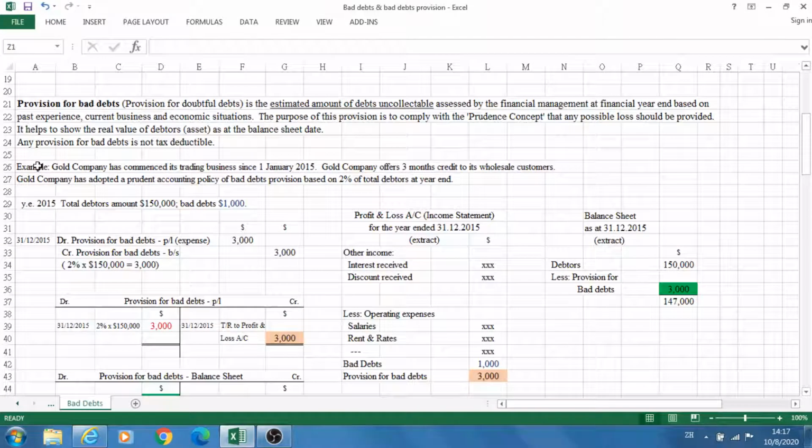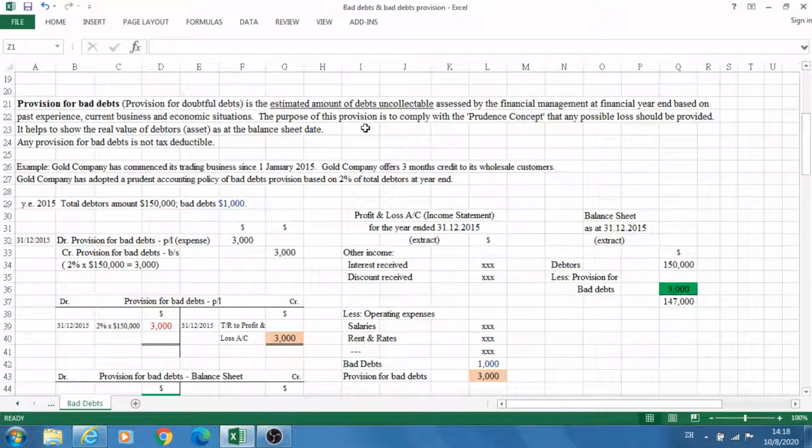What is provision for bad debts or provision for doubtful debts? It is the estimated amount of debts uncollectible assessed by the financial management at financial year-end based on past experience, current business and economic situations.